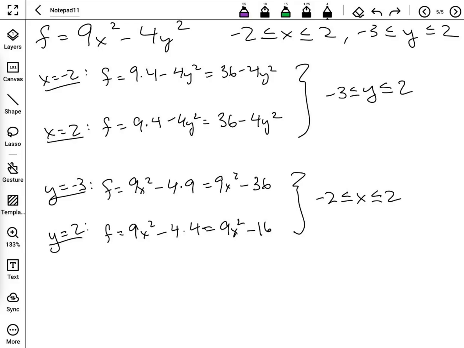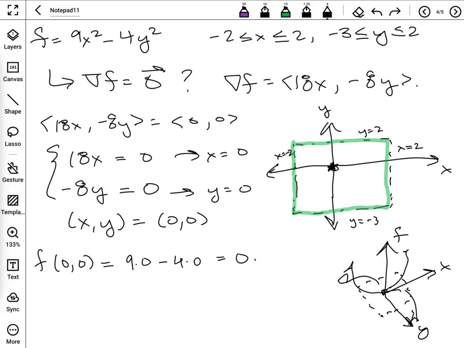So kind of what I've done here is, for example, my first line where I plugged in x equals minus 2, I've said what the value of f is going to be along this line. And the only freedom I have now is to pick the y value along that line to try and make my function as big or small as possible.